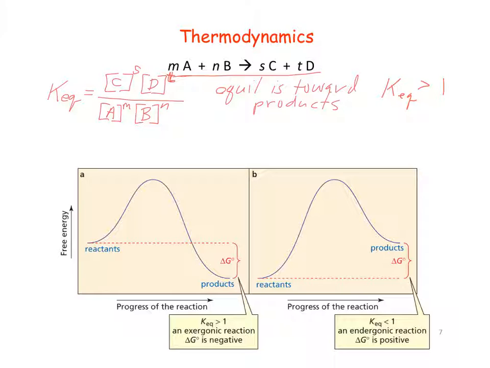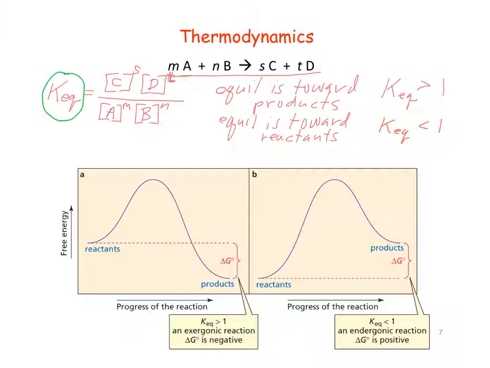If, alternatively, the equilibrium is toward the reactants, then that tells us the reactants are on the bottom, right? So that means the bottom, the denominator, is going to be bigger than the numerator, so the equilibrium constant is going to be less than 1. Okay, so this equilibrium constant, this number, tells us in which direction the equilibrium will lie.